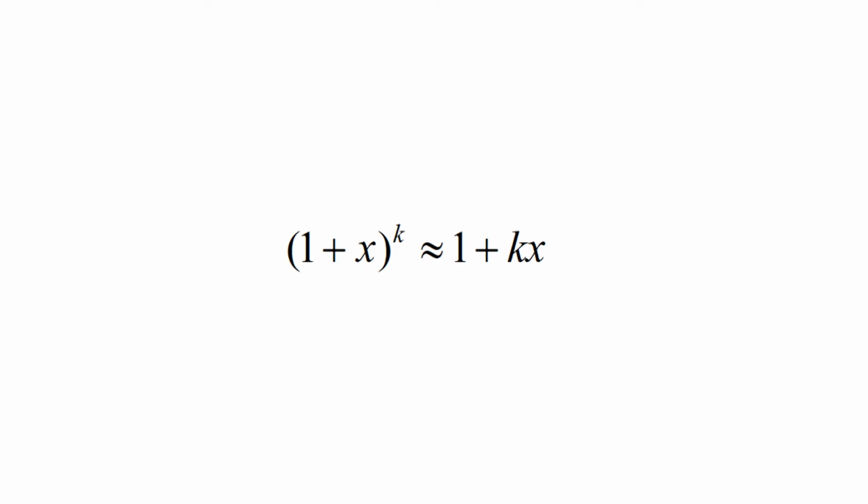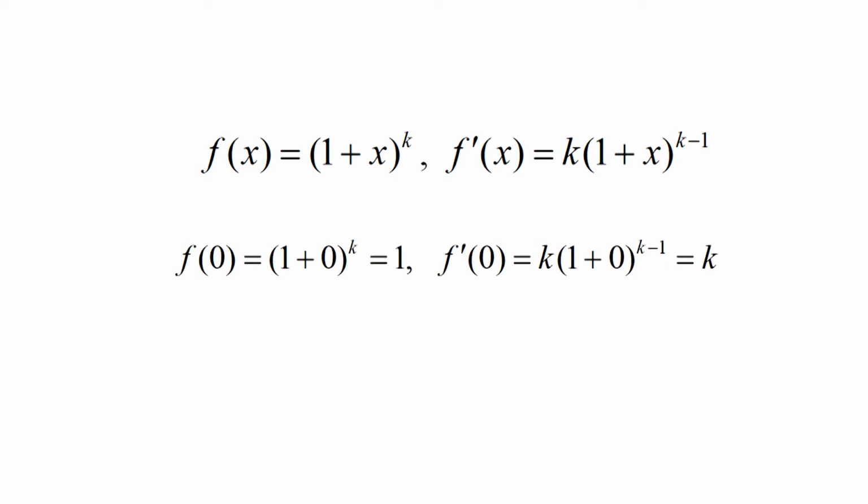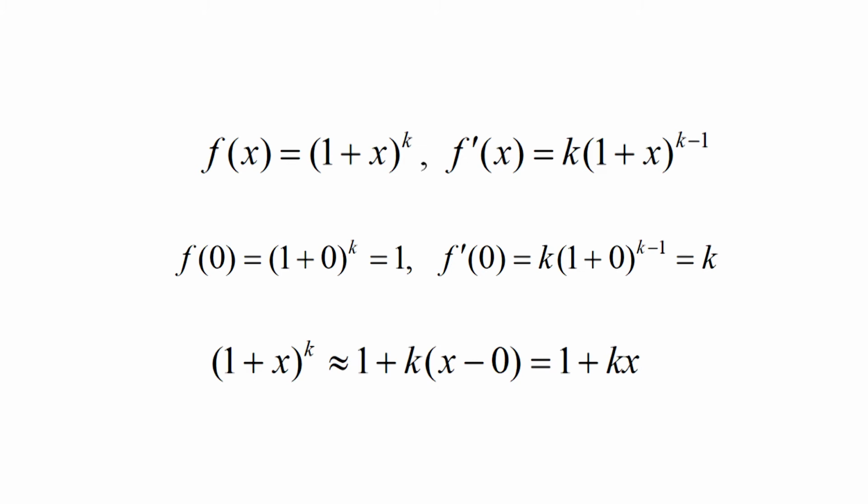This is a useful and important linear approximation for roots and powers, provided x is very near to 0. With f(x) equal to (1 plus x) to the power k, f'(x) is equal to k times (1 plus x) to the power k minus 1, and x naught is equal to 0. We have f(0) equal to (1 plus 0) to the power k, which is equal to 1. f'(0) is equal to k times (1 plus 0) to the power k minus 1, which is equal to k, and the linear approximation is (1 plus x) to the power k is approximately equal to 1 plus k times (x minus 0), which is equal to 1 plus kx, as desired.